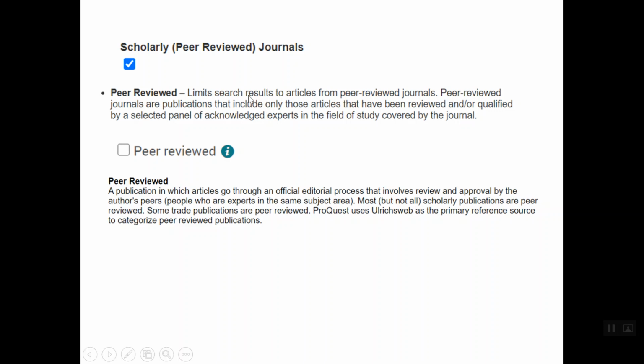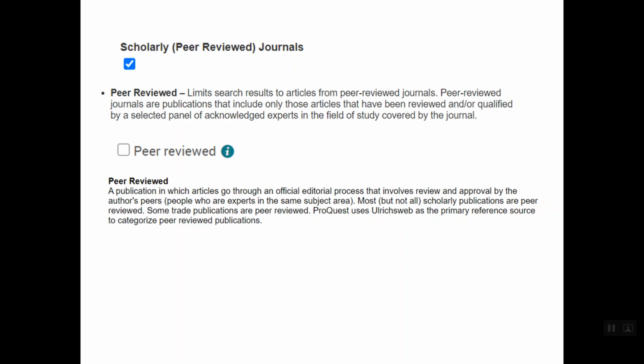Again, another database provides a different definition of their consideration for peer review. According to this other database, a publication is peer-reviewed if its articles go through an official editorial process that involves review and approval by the author's peers, people who are experts in the same subject area. Most, but not all, scholarly publications are peer-reviewed. In fact, some trade publications are peer-reviewed.